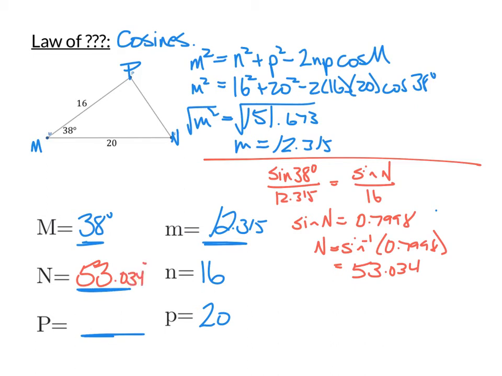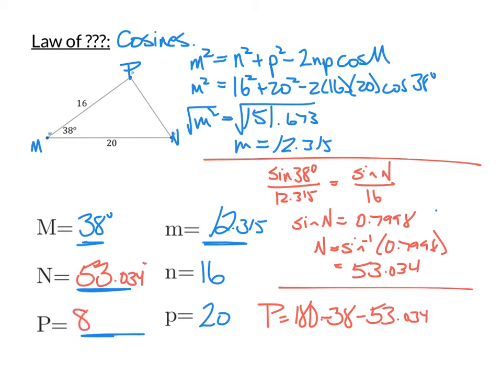degrees. Finally, the last thing is to find the last angle. Once we know two of them, we just subtract them from 180. So 180 minus the 38 and minus the 53.034, and we get 88.966 degrees. Our largest angle is paired with our largest side, smallest angle with our smallest side. So there is our solution.